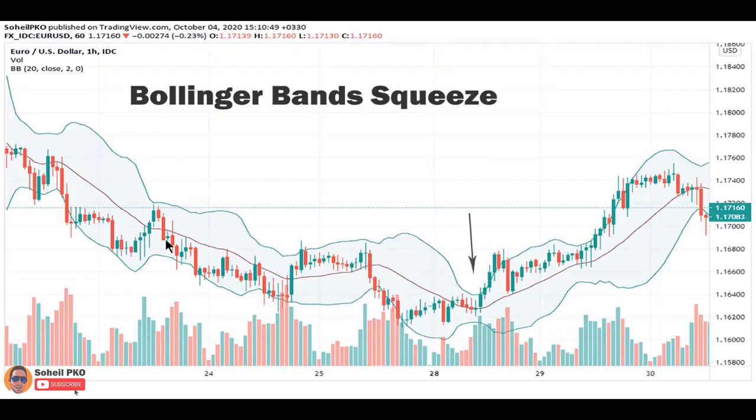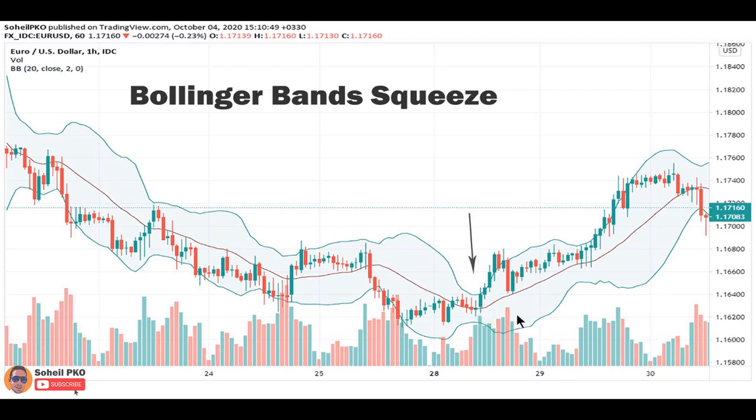And here, following a downtrend, as you can see, we have a squeeze. And after that, we have a reversal and the direction of the downtrend changed to an uptrend. Also, take a look at the volume and see how it's increasing when the price is breaking out of the squeeze.